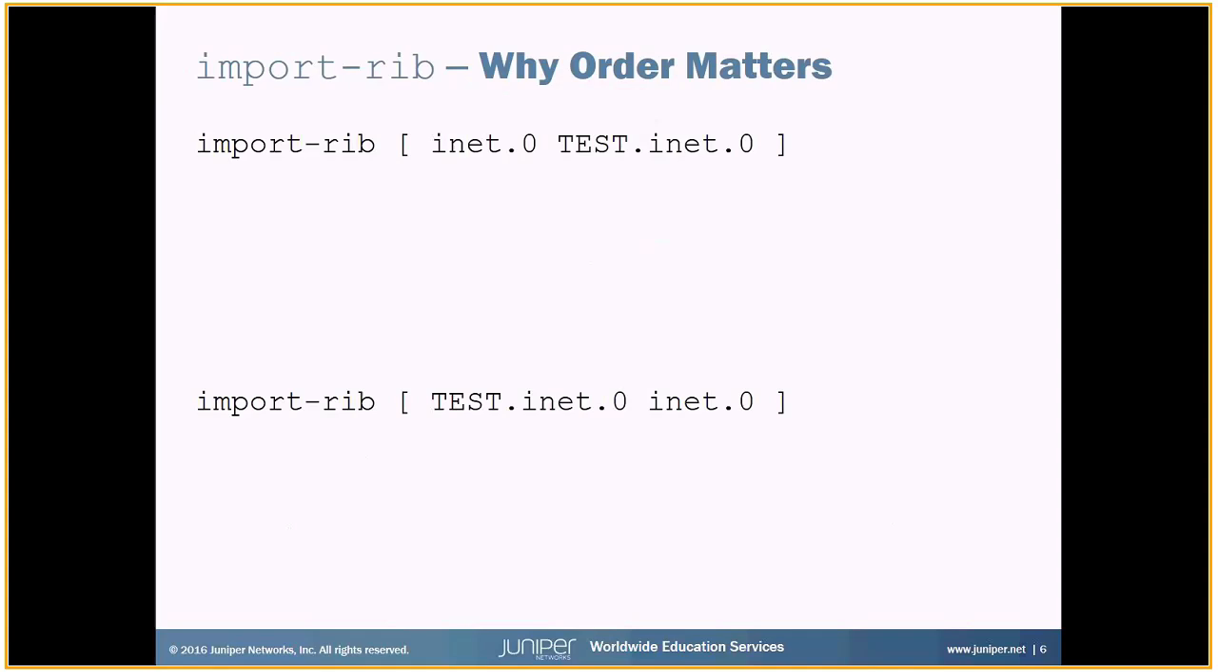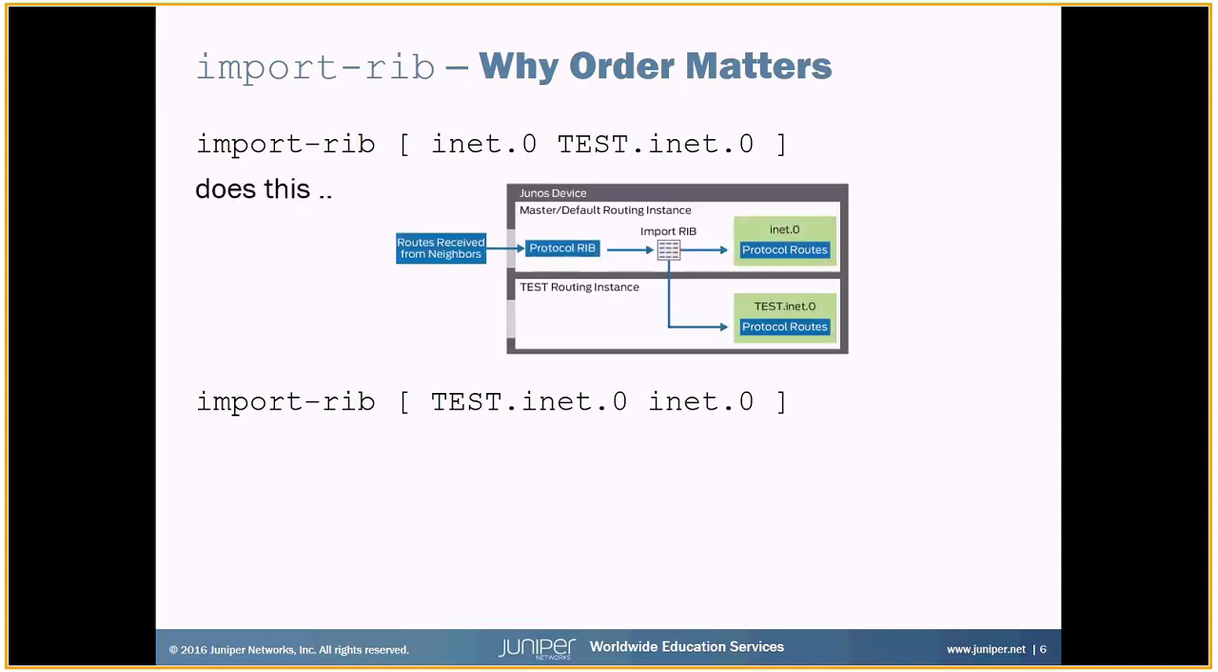A quick note on why the order matters here. On the previous slide, you saw that with that import rib statement, I mentioned the source table and the destination table or tables. Well, there's a reason that that's really important. As you start to bring some of these concepts from the previous page together, this first example is the import rib statement, and it first defines the inet.0 table, and then the test.inet.0 table. And it does what you see on the diagram here.